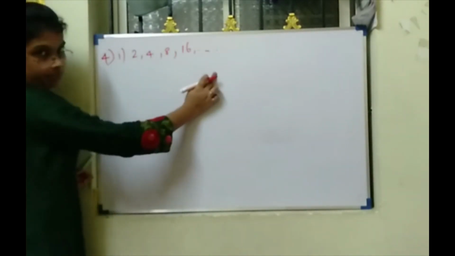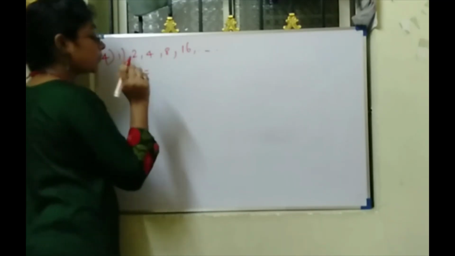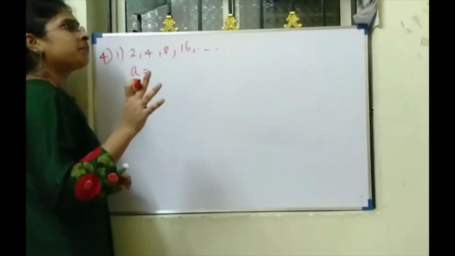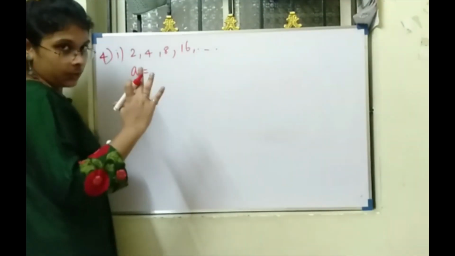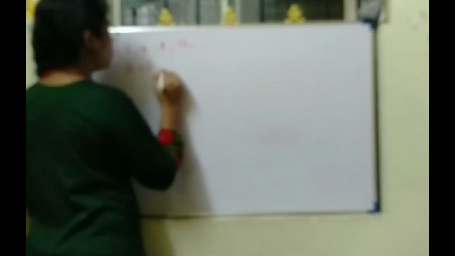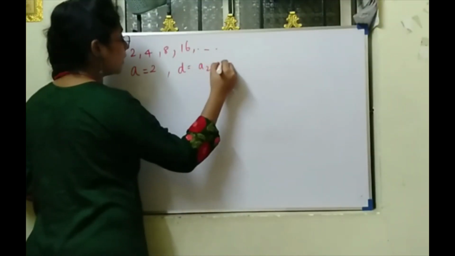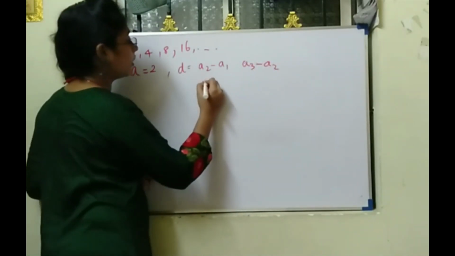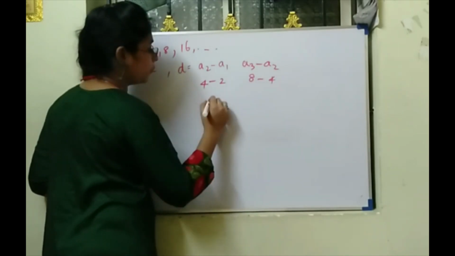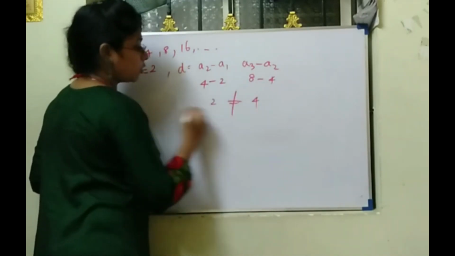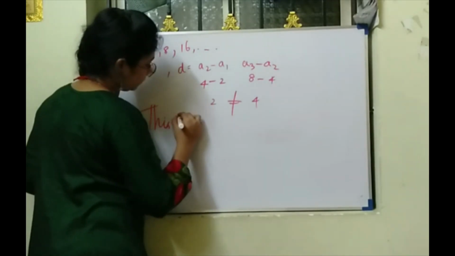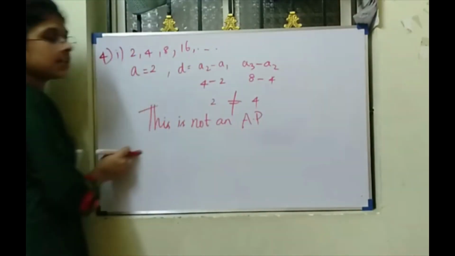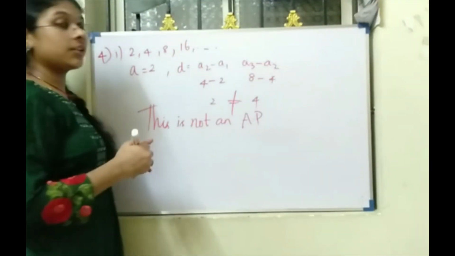Here, first we have to find if this is an AP or not. For that we just find the common difference. If the common differences are equal, then it is an AP. The first term is 2 and D is equal to A2 minus A1, which must be equal to A3 minus A2. Here 4 minus 2 and 8 minus 4 are not at all equal. So this is not an AP. This is how you have to do the following sum. Let's move on to the second part of the question.